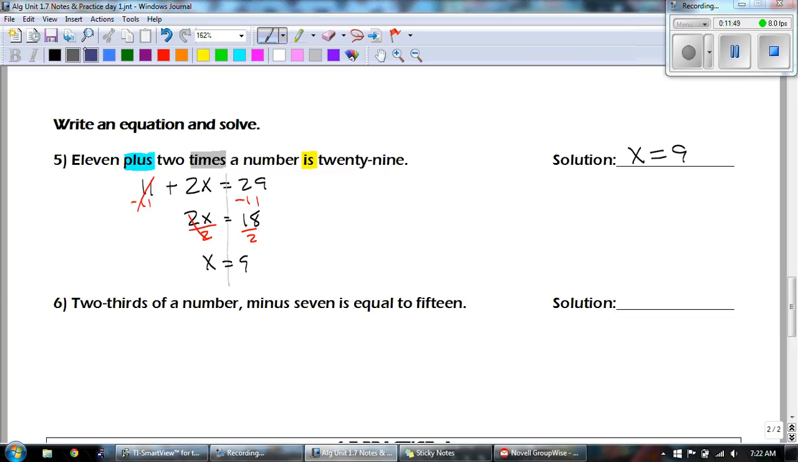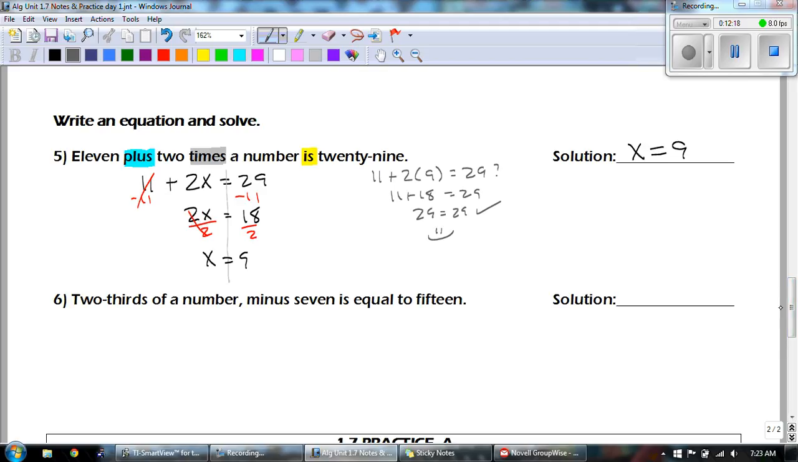And if you want to check it, we can come back over here. So 11 plus 2 times 9, does that equal 29? Well, 2 times 9 is 18, and 11 plus 18 is 29. So when they equal each other, we know that we've got a true statement, and we did it right.